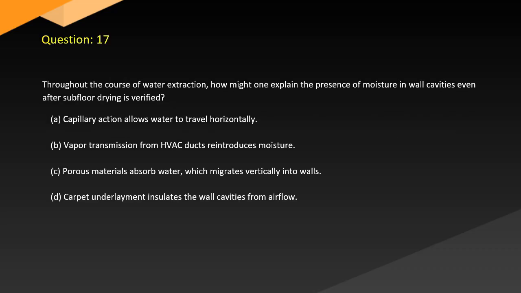Question 17. Throughout the course of water extraction, how might one explain the presence of moisture in wall cavities even after subfloor drying is verified? A. Capillary action allows water to travel horizontally. B. Vapor transmission from HVAC ducts reintroduces moisture. C. Porous materials absorb water, which migrates vertically into walls. D. Carpet underlayment insulates the wall cavities from airflow.